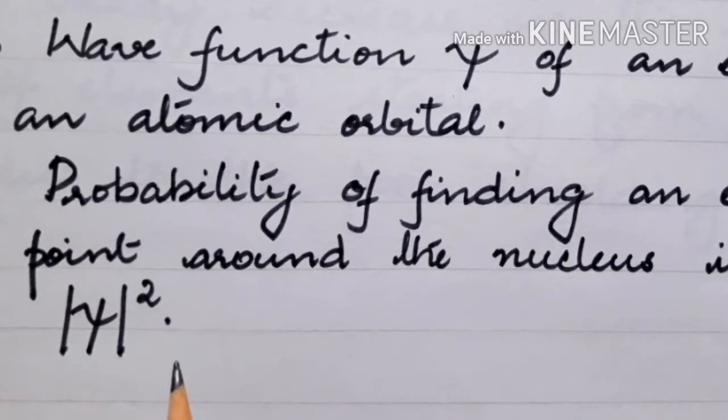So this gives an idea about the region around the nucleus where there is a chance of finding the electron, and that is called an orbital. And you find that the maximum capacity of every orbital is 2. That means only 2 electrons can be accommodated. Orbitals are three-dimensional regions around the nucleus where there is a probability or chance of finding an electron.